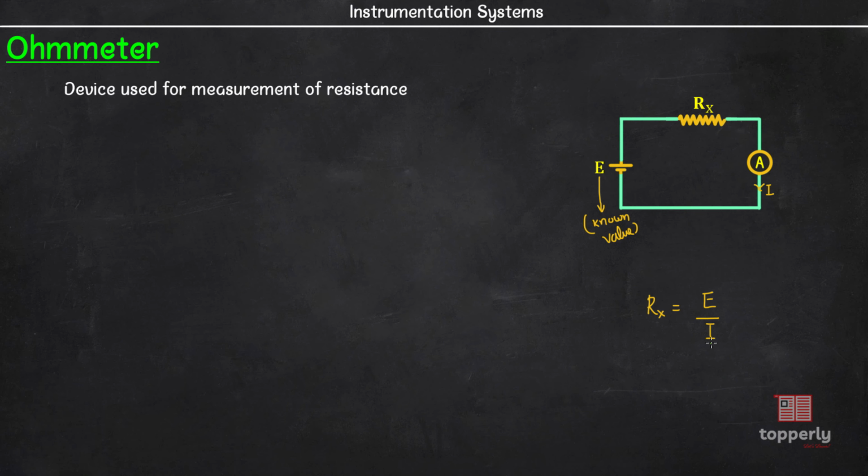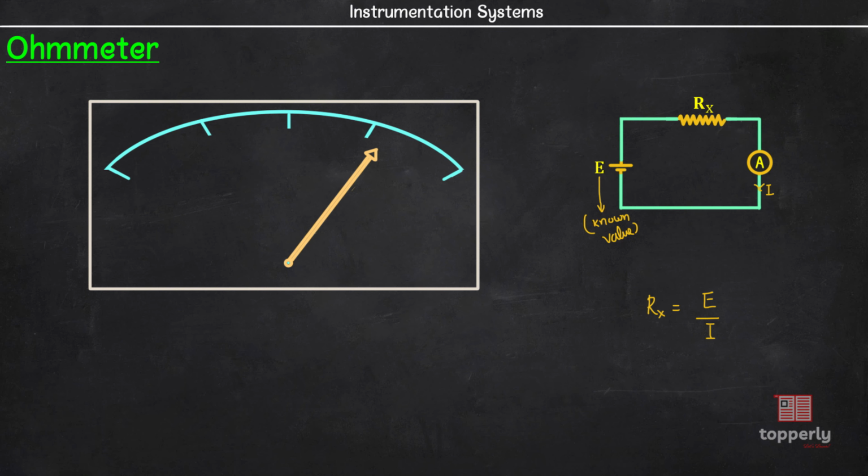Now let's dive into the details. First thing we need to see is how the scale of this meter looks like. This is an ammeter. So the left side of the scale indicates low value of current, that is 0 ampere. And the right side of the scale indicates some high value of current, let's say 10 ampere. But our objective is to measure unknown resistances. Therefore, we have to mark the scale in terms of resistances.